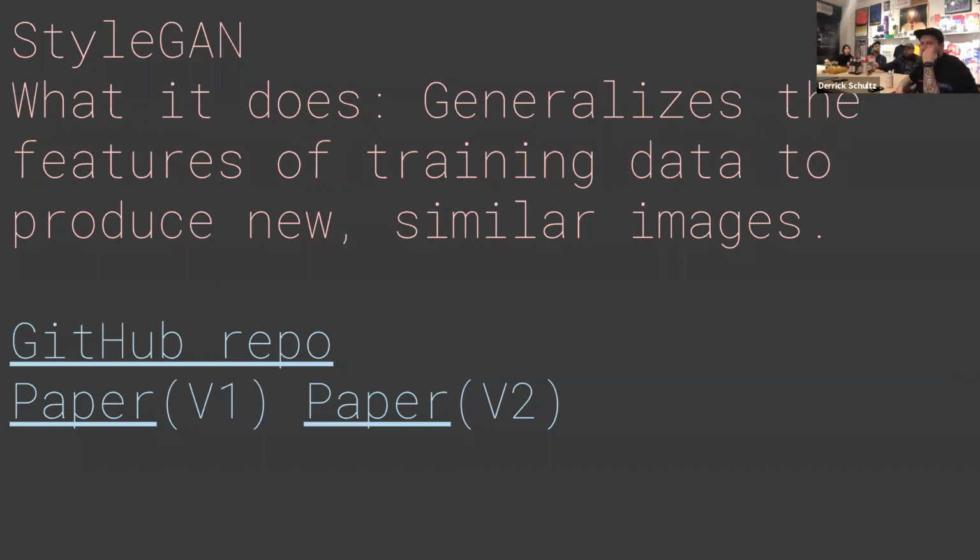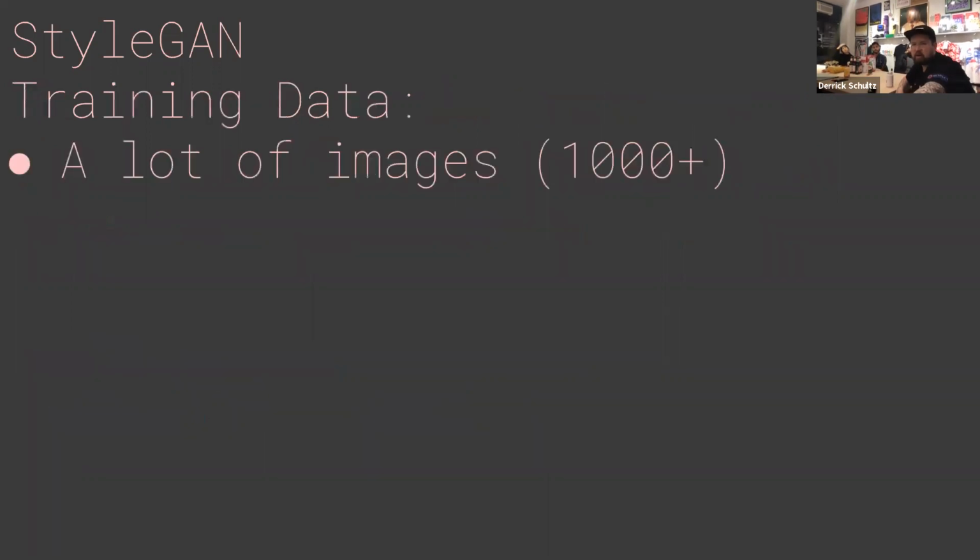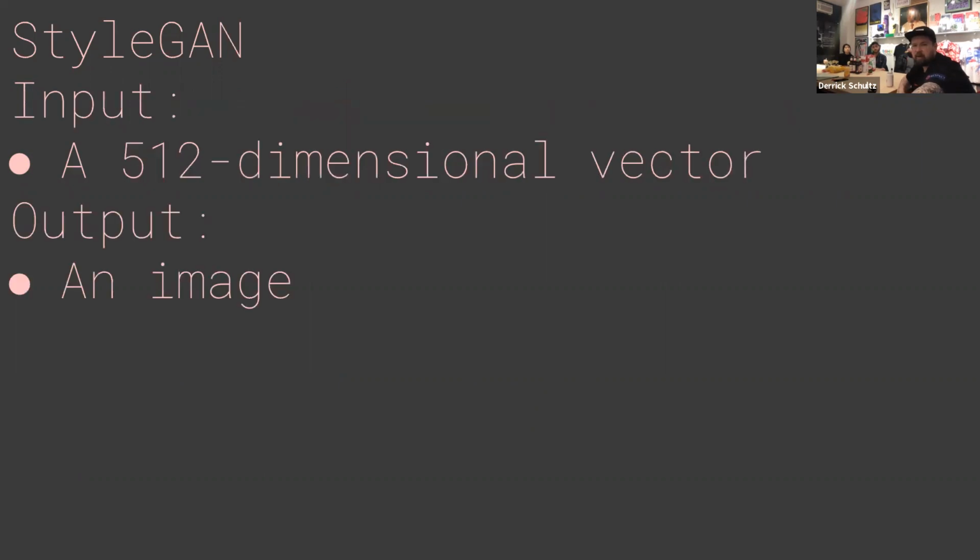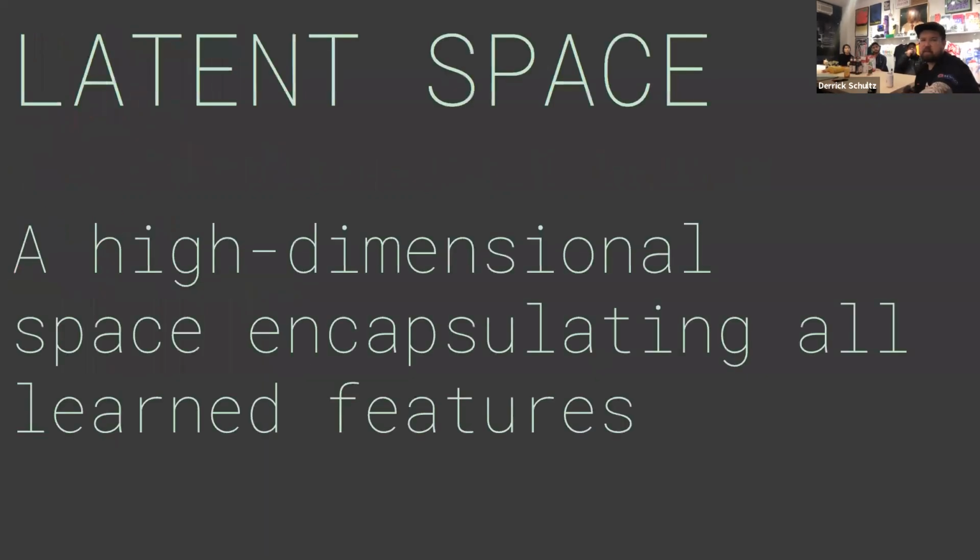Specifically to StyleGAN, let's recap what we talked about last week, which is what does StyleGAN do? It generalizes the features of training data to produce new similar images. Again, links to repos and papers if you want to read more about that. The inputs for these things are a lot of images. Like I said, around 1,000 is sort of the sweet spot for the minimum. And then the inputs when we're actually making these things are the vectors. We talked about vectors last week, and the output is an image.